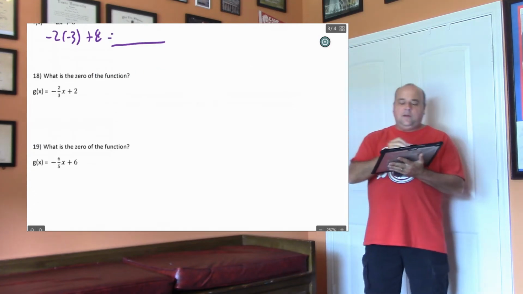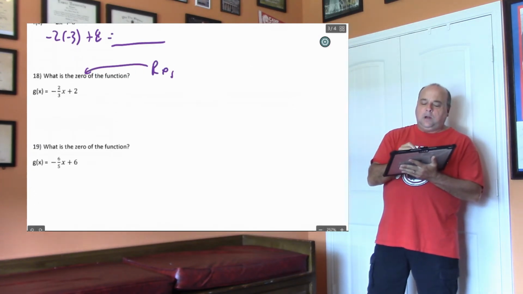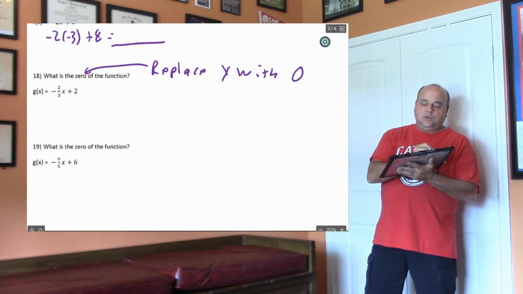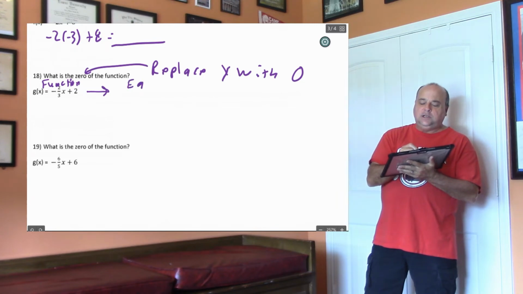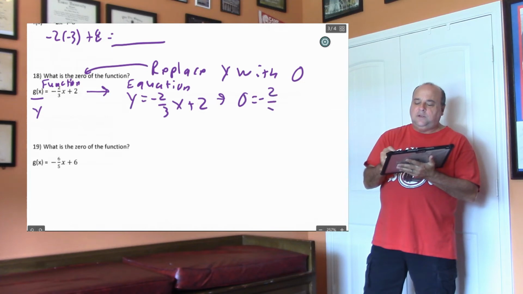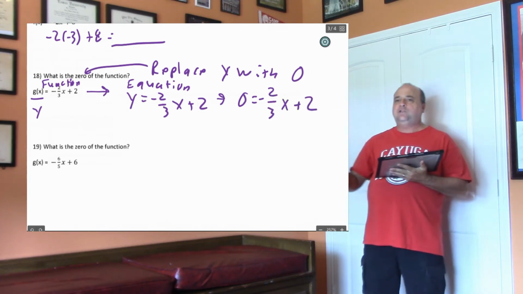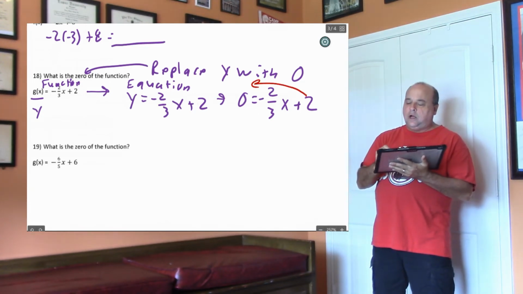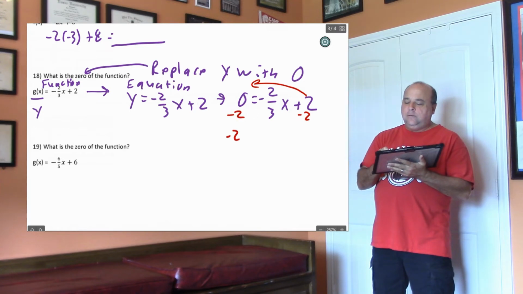Now then, on the 0 of the function, write down replace Y with 0. So this is your Y. This is function notation. Spell function right. And this is equation. So in equation, we're going to replace this with Y. So I'm going to replace the Y with 0 and solve this for X. Okay, so I have 0 equals -2/3x plus 2. I'm going to take the 2 and move it across. That would give me a -2, right?